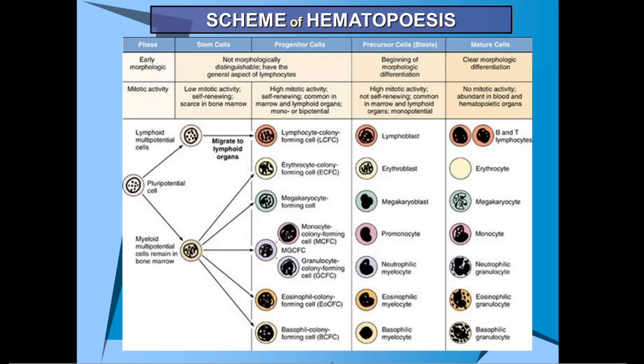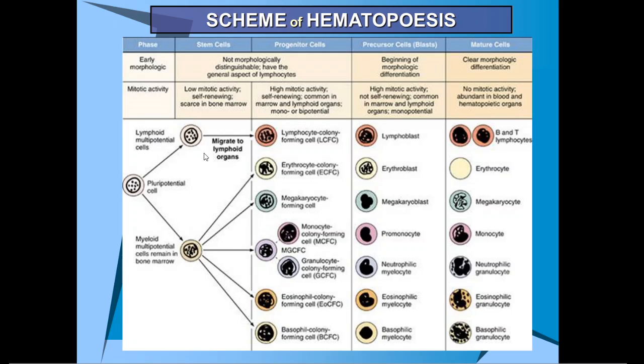Scheme of hematopoiesis. I'm sure that you know this information, but I'd like to revise it. So, first, pluripotential cell has two children. Yes, so this is lymphoid multipotential cell and myeloid multipotential cell.